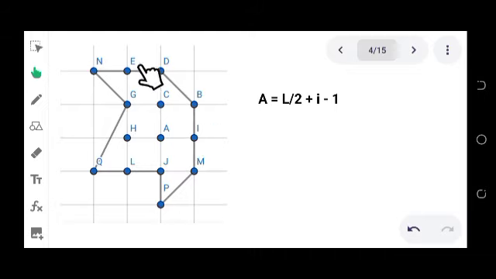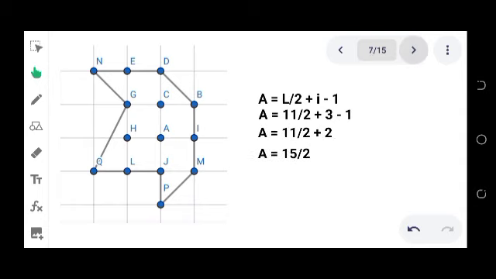So you have 1, 2, 3, 4, 5, 6, 7, 8, 9, 10, 11. I are the points inside the grid. So you have 1, 2, 3. We substitute that. That's 11/2 + 3 - 1. After doing basic computations, we come up with the area that is 15/2.